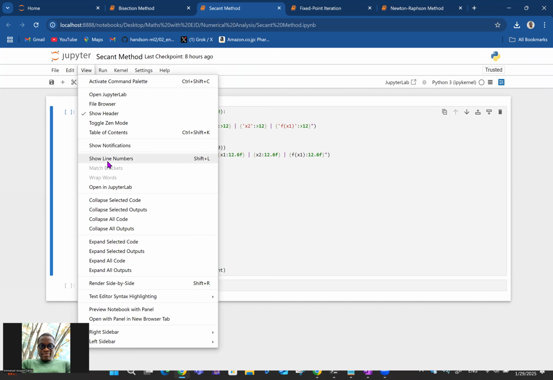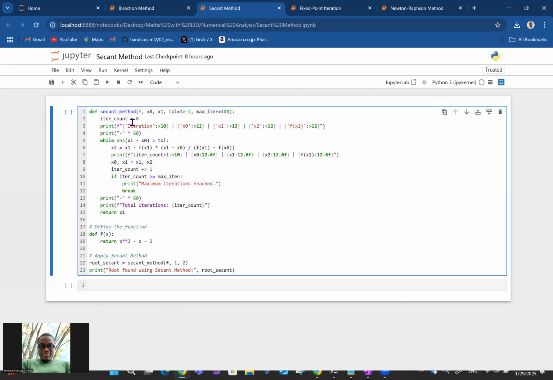View, show line numbers. Okay, so we define the secant method in line 1. We do the iterations in all of these places. Then we have the conditional statements around line 5 and 6, and then in line 19, this is where we define the equation we want to solve. So if you are using something like this, you just go ahead and define any function here, and it can solve it for you. And the interval 1, 2 has been put here.